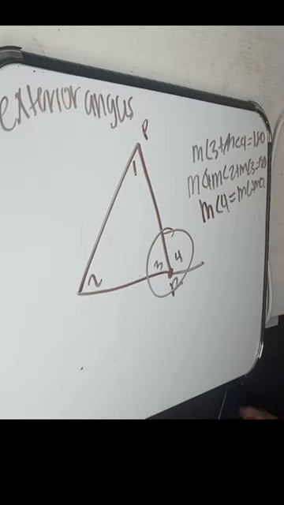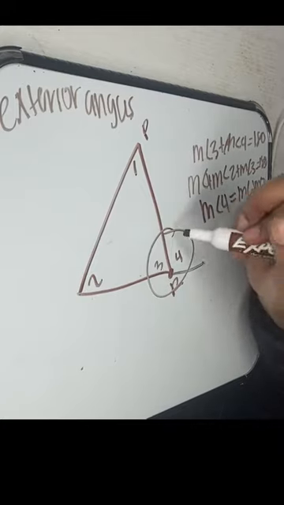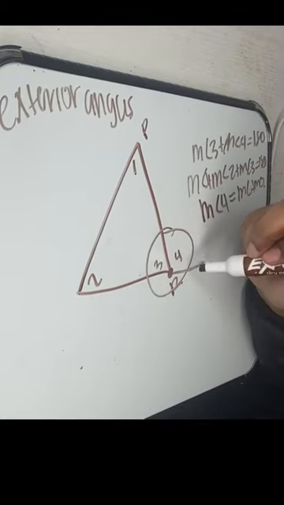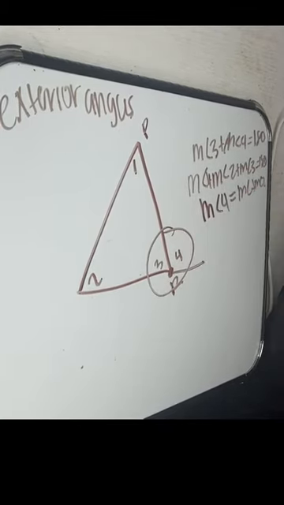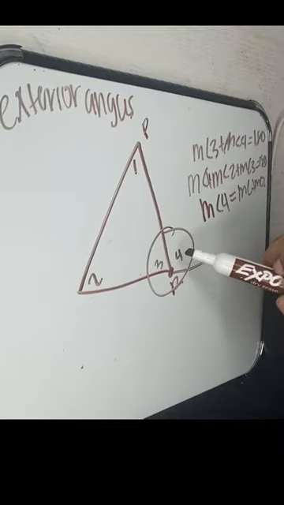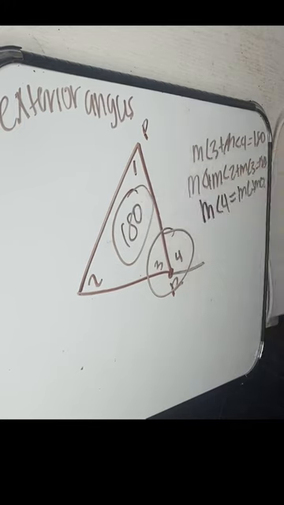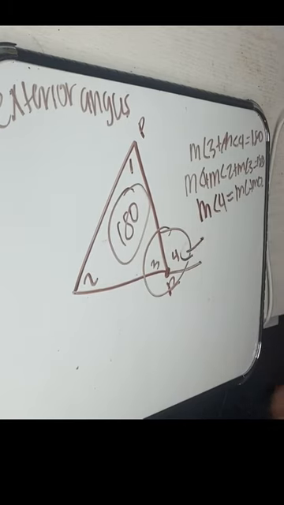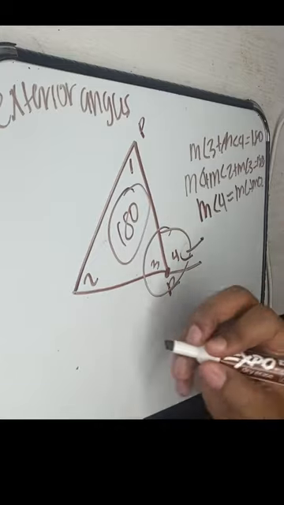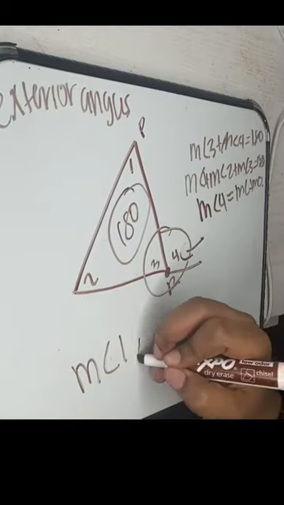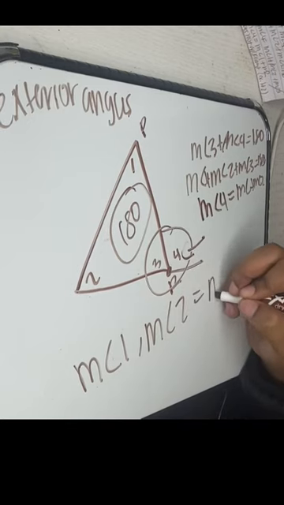So moving on to exterior angles. Obviously, this is 180 degrees right here on this straight line. These two angles will have to equal 180. So measure angle 3 and measure angle 4 equals 180. All the interior angles have to equal 180. And so you find out that the measure of the exterior angle is the sum of the two angles that are not adjacent. So in this example, measure angle 1 and measure angle 2 will have to equal measure angle 4.